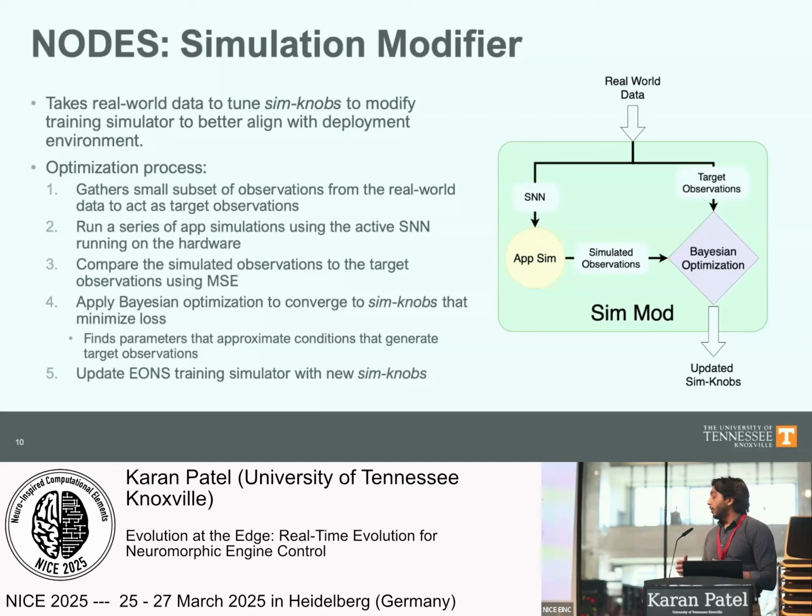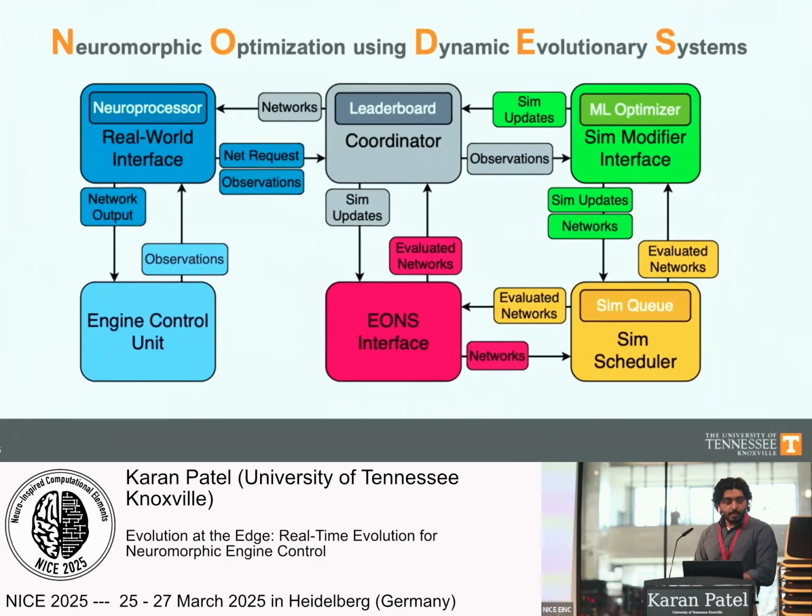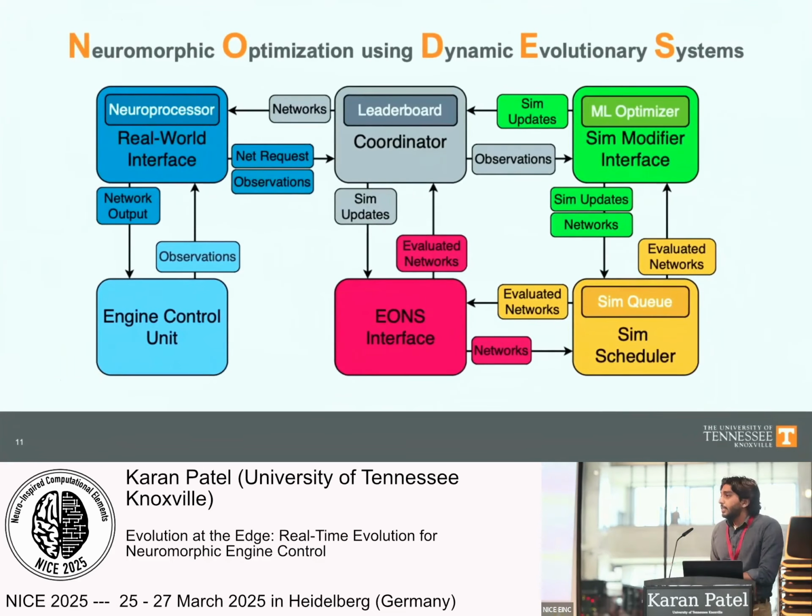Finally, the new SimNobs are shared across the nodes framework to ensure that new networks are being trained using the most up-to-date simulators. So to summarize, first, EONS is training networks using SimNobs representing the current deployment environment. These networks are then evaluated using the sim scheduler, then sent to the coordinator to be stored within the leaderboard.